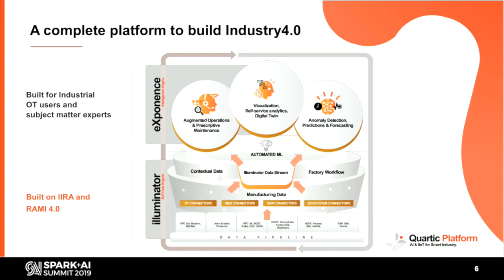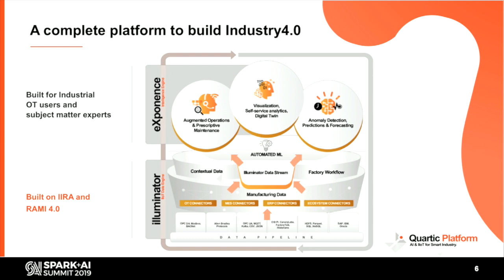So Quartic's platform is essentially made up of two major components. The first component is called Illuminator, which is the data engine and is responsible for collecting data from all these diverse data sources. Some of this data is time series data, which is coming from sensors. And then there is other data which is mostly discrete in nature, coming from ERP systems and manufacturing execution systems.